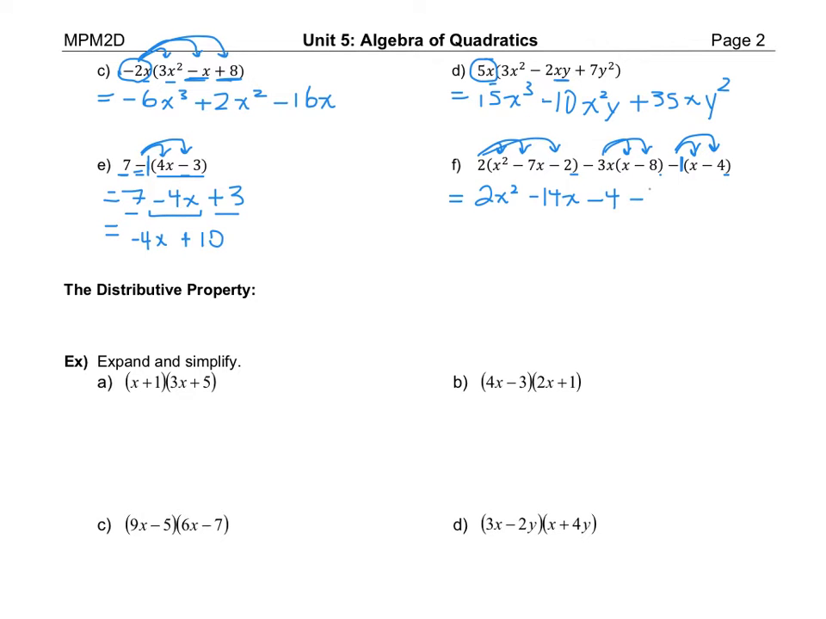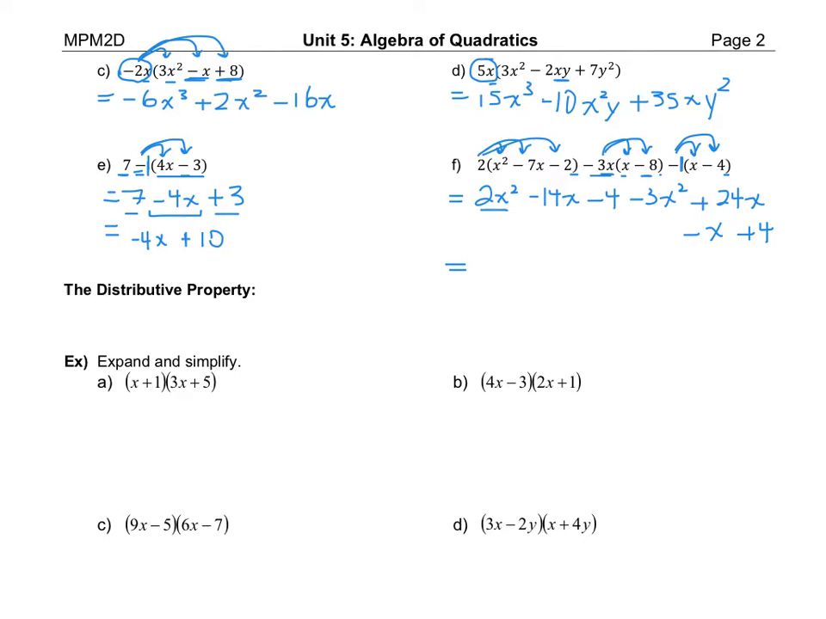We have a minus 3x squared. Multiplying that minus 3 with the x is minus 3x squared. A minus 3 times a minus 8 would be a plus. 3 times 8 is 24 with an x. And I'm running out of room, so I'll do this all down on the next line. A minus 1 times x is minus x, and a minus 1 times minus 4 is a plus 4. Now I have some like terms I can collect.